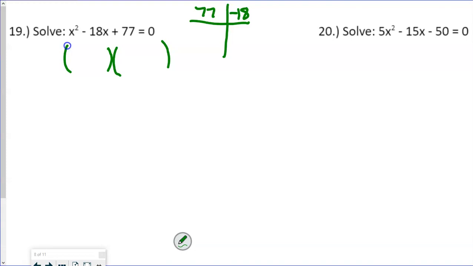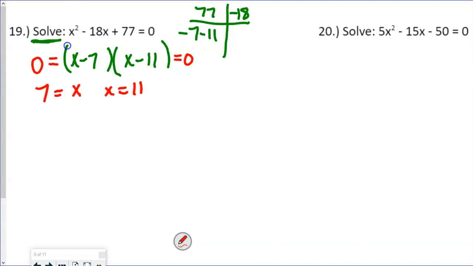So look, the only factors I know of 77 are 1 and 77 and 7 and 11. So if I do 7 and 11 here, y'all, what do both of them have to be to add up to be the negative 18? They have to be negative, don't they? So this is going to be x minus 7 and x minus 11. Now, when it says solve right here, that means we're going to set both our factors equal to 0. So this is going to be x equals 7 and x equals 11, right? That's our answer.